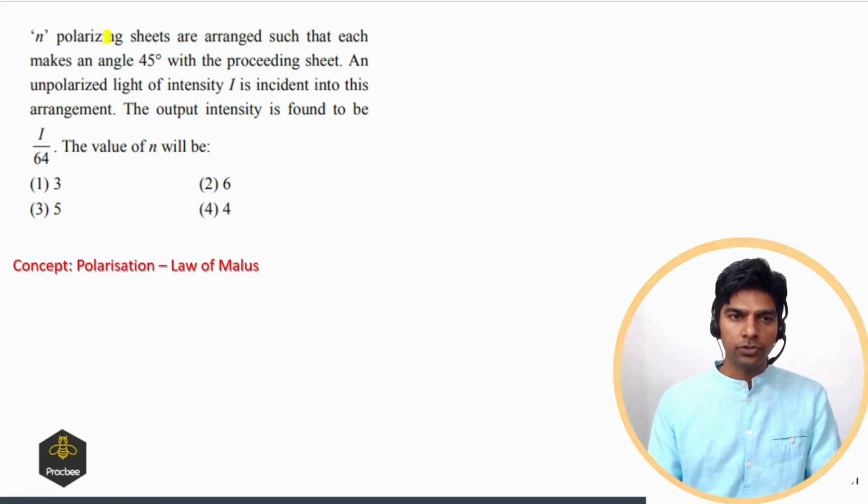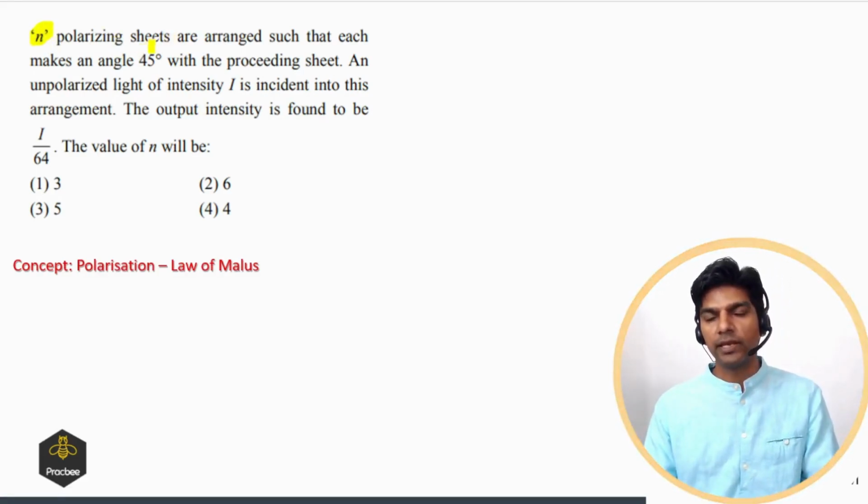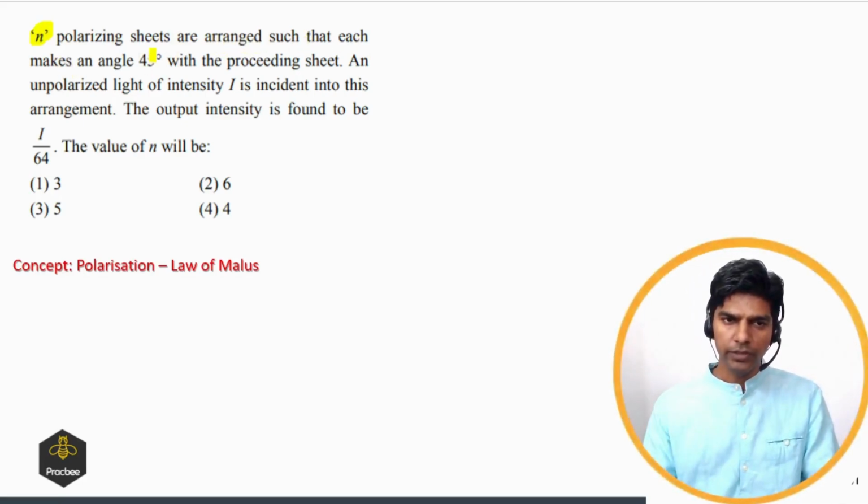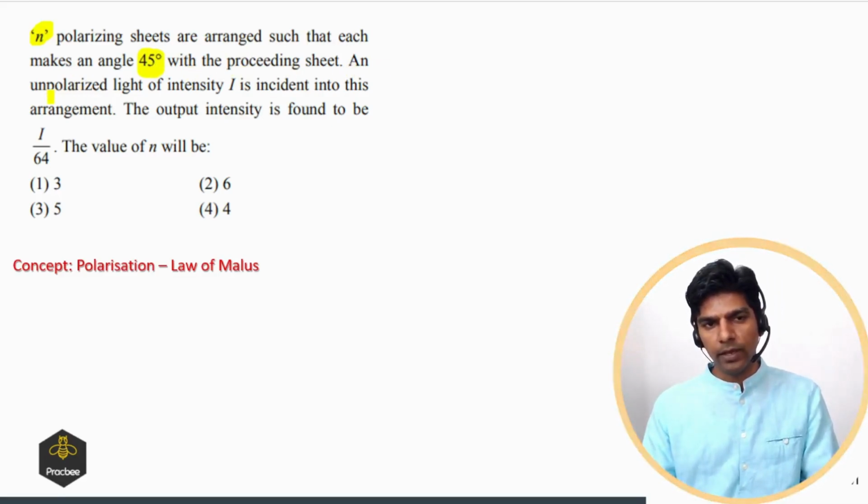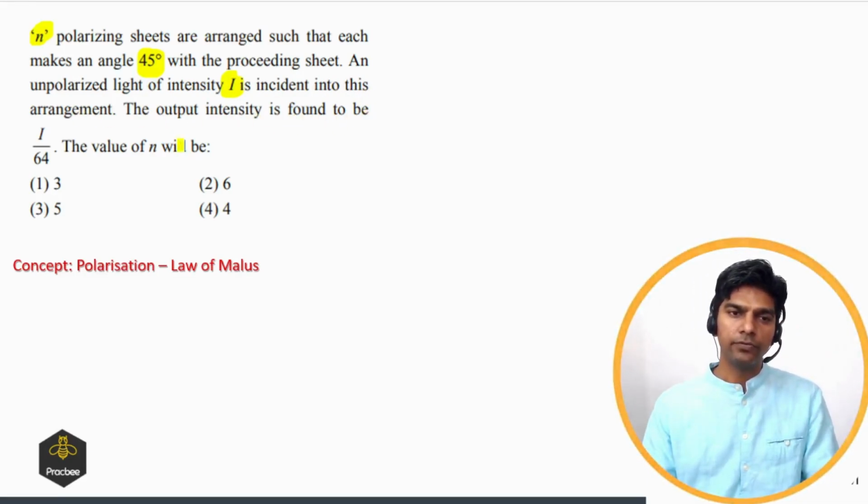Now let us see this question. So we have n polarizing sheets, means n Polaroids or polarizers, arranged such that each makes a 45-degree angle with the preceding sheet. An unpolarized light of intensity I is incident into this arrangement. The output intensity is found to be I by 64. The value of n will be?